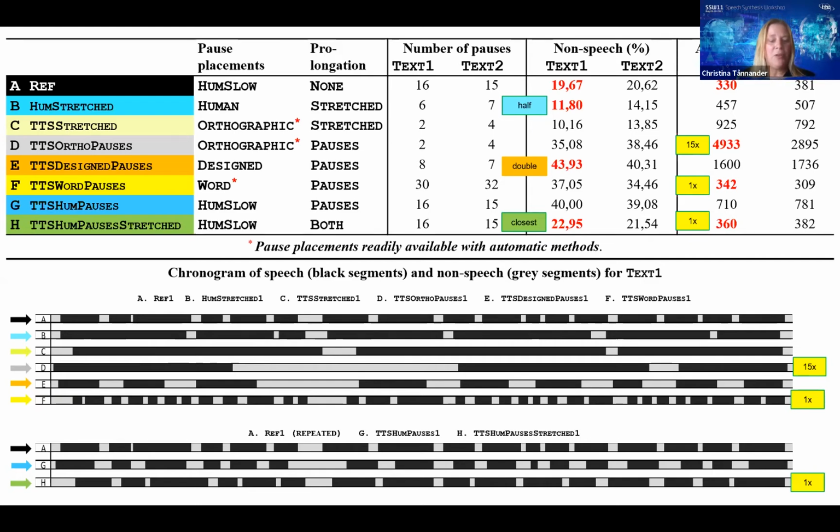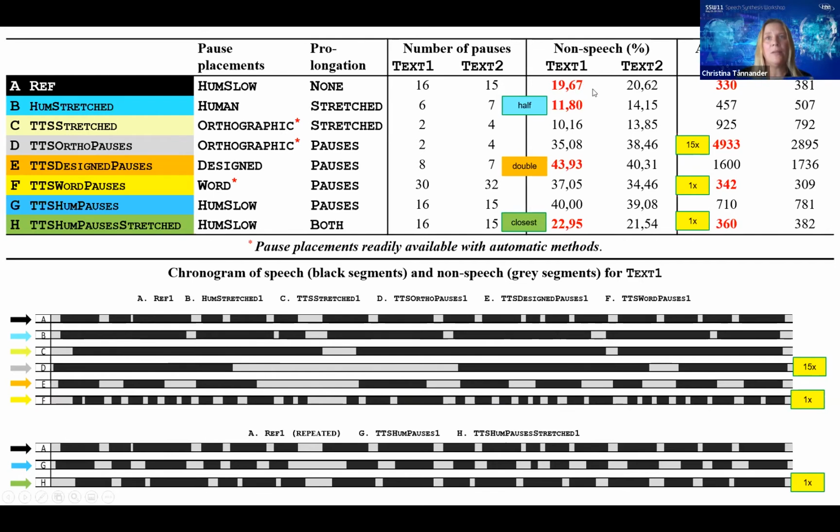You can see a visualization of the pause distribution in text 1 in the lower part of the slide, where the black bars represent speech and the gray bars non-speech. To the left, the black arrow, this is the reference utterance in text 1. It's there twice to make it easier to see, at the very bottom, the comparison between the 3 stimuli using the human slow pause locations. In the non-speech column, you see the proportions between speech and non-speech.